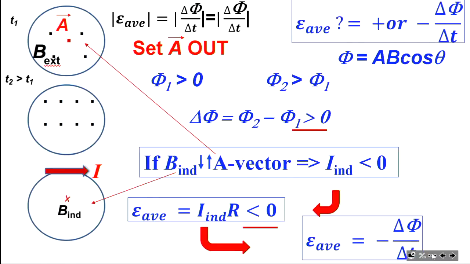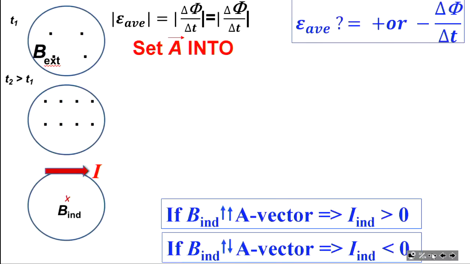Of course, we have to check what's going to happen. We have to check the independence. Well, now it's going to be quicker. The area vector points into the screen. Now, the flux will be negative.